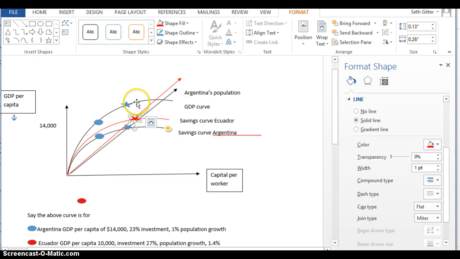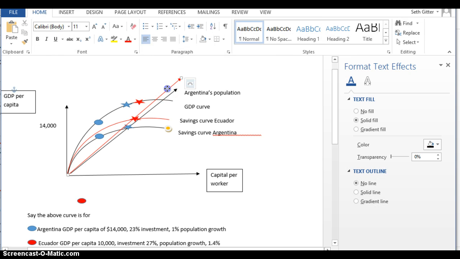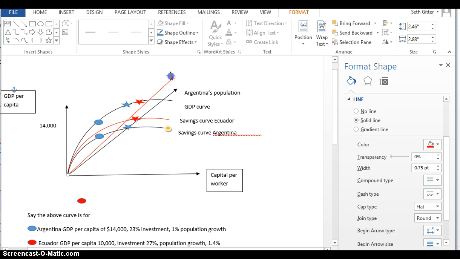And then eventually what this means is that we are predicting that Ecuador is going to pass Argentina. Now you'll notice I could have drawn the population curve higher than this, and that would have meant that Argentina had a lower steady state. So it just means that whichever factor, population growth or savings, is having a bigger impact, that's going to determine where the steady state is.